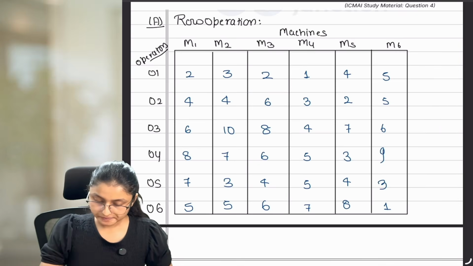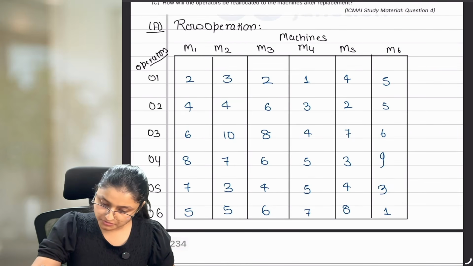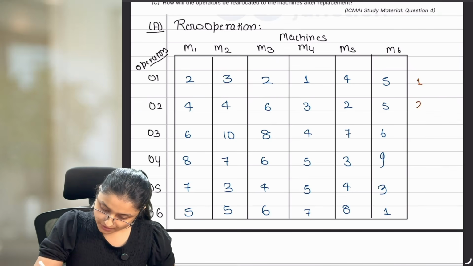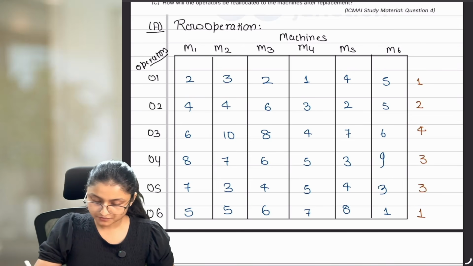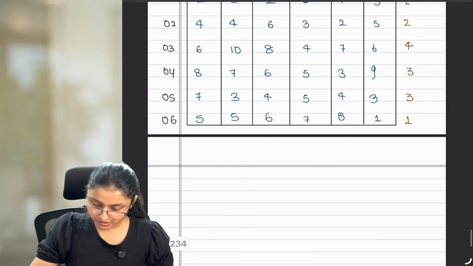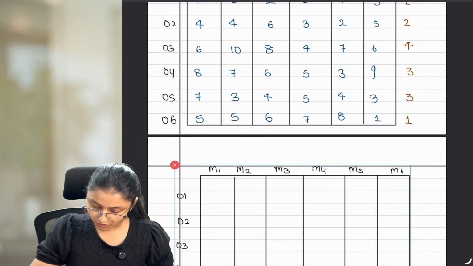Okay. Now after this, find out the minimum value from all the rows. Here we have 1, next we have 2, next we have 4, then it is 3, then we have 3, and then we have 1. Reduce this from all the values of the rows.